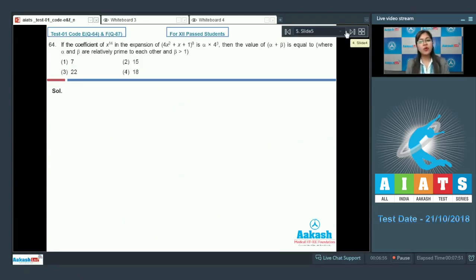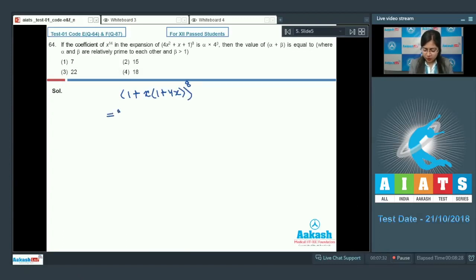Next is question number 64, which says that if the coefficient of x raised to the power 14 in the expansion of (4x² + x + 1)^8 is alpha into 4 raised to the power beta, then the value of alpha plus beta is equal to, where alpha and beta are relatively prime to each other and beta is greater than 1. So we have to find the coefficient of x raised to the power 14 in the expansion of (1 + 4x)^8, taking x common, right?